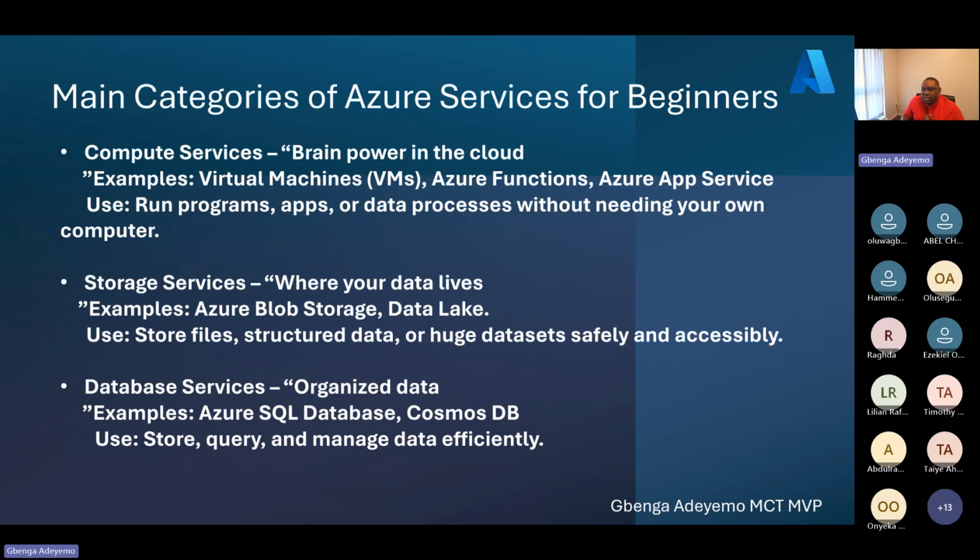We have storage services, that's where your data lives, where you store data. Example is your Azure Blob Storage, your Azure Data Lake. Now, these services are used to what? Store files, structured data, and unstructured data safely and accessibly. Now, we have database services, where you store your organized data, just like your relational database management systems, like your SQL Server, right? So it's the version of that SQL Server on the cloud. It's called Azure SQL Database. We also have another one called Cosmos DB, right? And what is the use case for this? For storing data, to query data, and manage data efficiently.